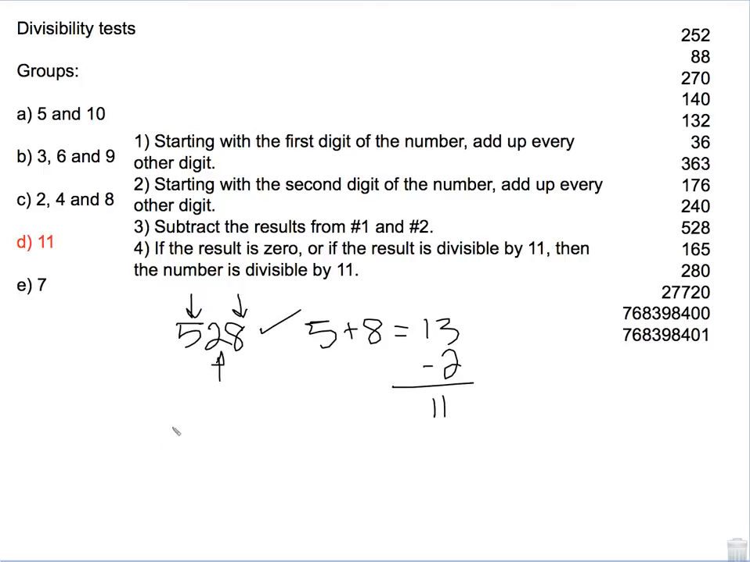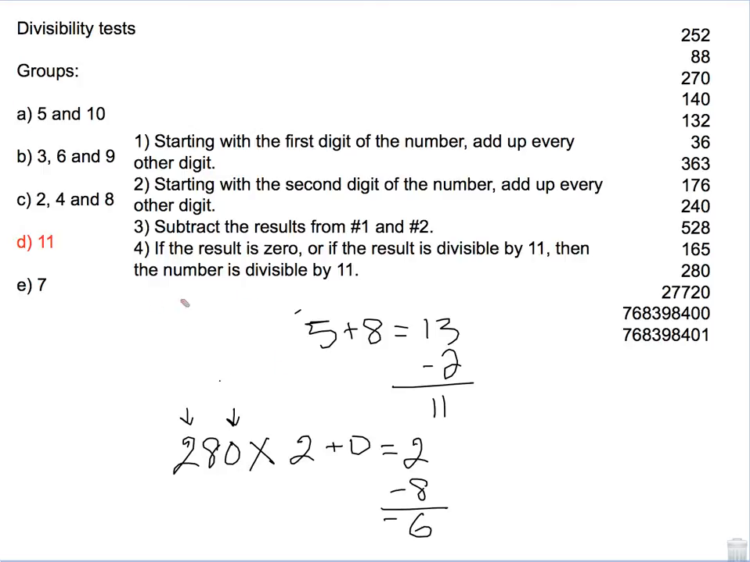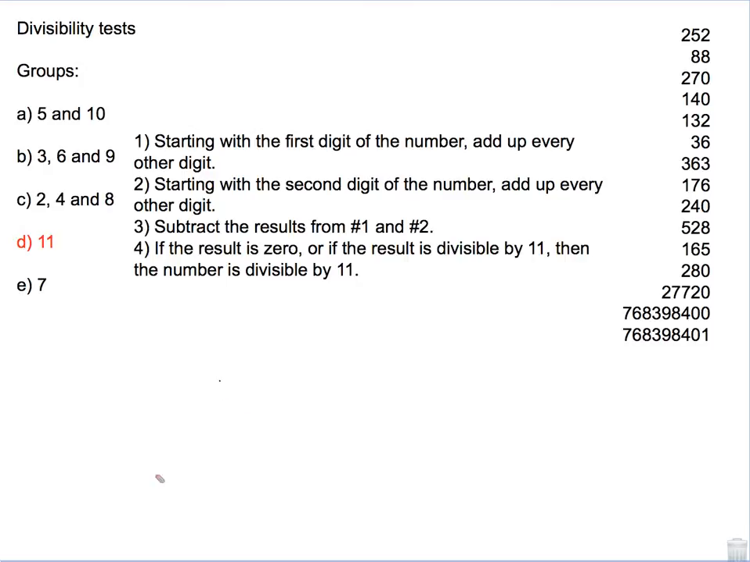Let's take one last number, 280. So we add 2 plus 0, and that equals 2. And then there's the 8 in the middle. 2 minus 8 is negative 6. Negative 6 is not divisible by 11, so this is not divisible by 11. Since these are smaller numbers, let's take some of the larger numbers and do this test as well so we can see how it works.